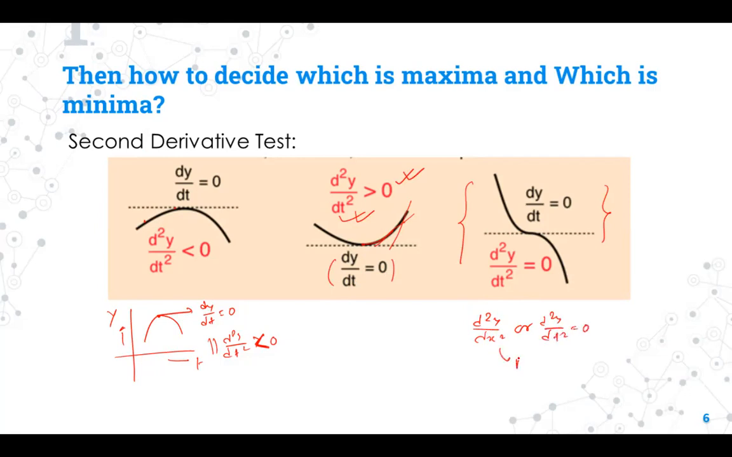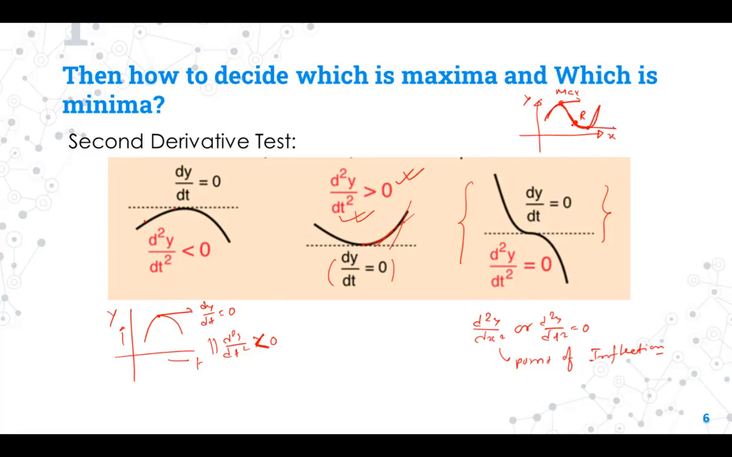This is called a point of inflection. Now what is a point of inflection? I'm not going to go into detail right now because it is out of syllabus for us. But I'm just trying to draw a figure, and it will help you to understand what a point of inflection is. Suppose this is a curve. So on this curve, there is a point of maxima. This is maxima and this is minima.